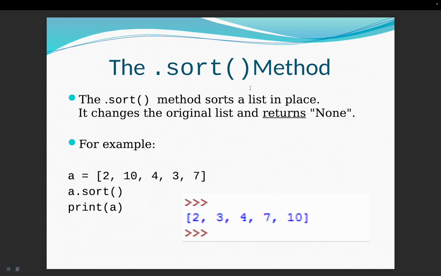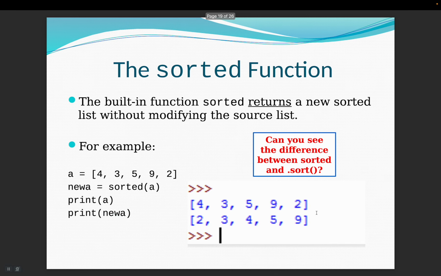Now we have a sort method. The sort method sorts a list in place. It changes the original list and returns none. So when it says in place, it doesn't create a new sorted list. It actually moves these items around inside the same list and doesn't return anything. So here we have the list. We call a.sort, and then we print out A, and here it is sorted.